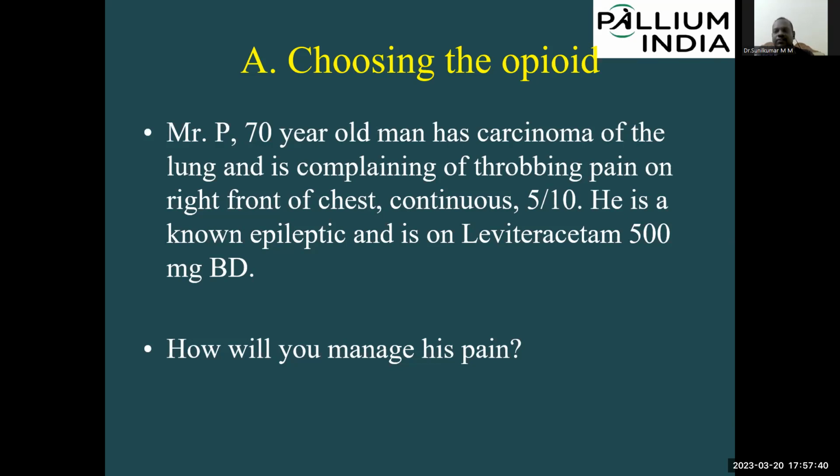So what you have to understand is this patient is epileptic. So tramadol has some problem with epilepsy. It can actually reduce the seizure threshold. So it can precipitate a seizure, especially in patients who are non-epileptic or patients who have brain metastasis or patients who are taking other medication that can reduce the seizure threshold. So this patient is already epileptic, so it is better not to start on tramadol.